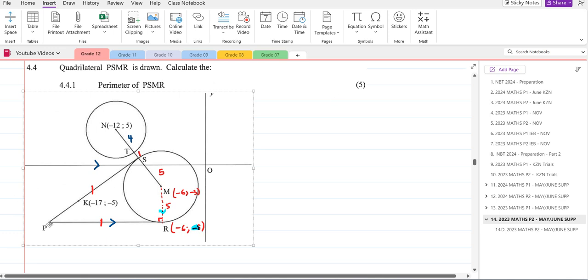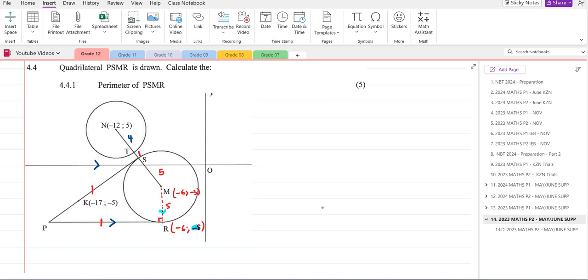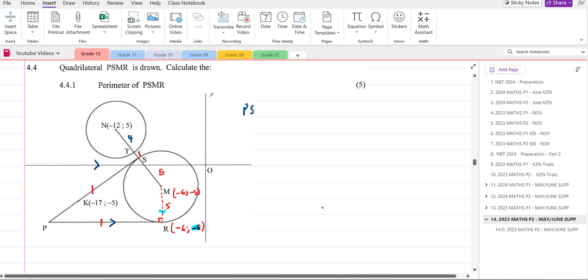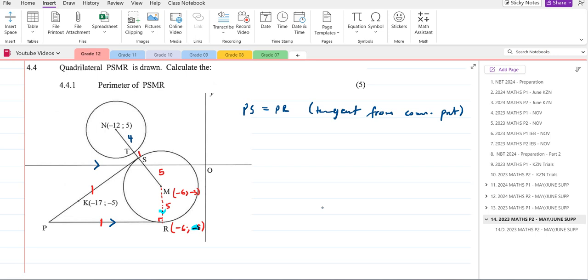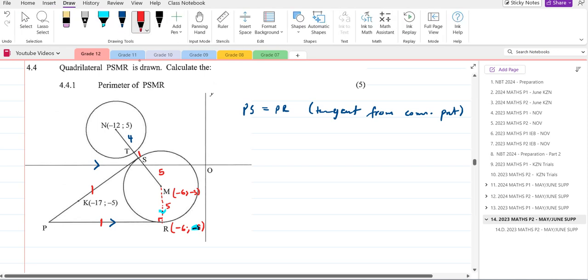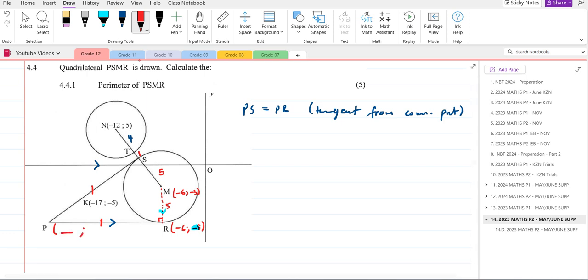Let's find the coordinates of P. Because if you can get the distance of P, so we know that PS equals PR. Let's write this down. PS equals PR. Tangents from common point. Right, so that's tangents from common point. Now remember, we got the equation of line PS, right? We already have the equation of line PS, and the y value of P here is negative 8. So in other words, this is T.